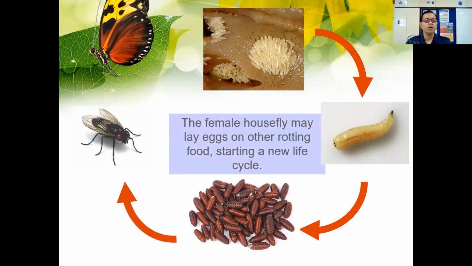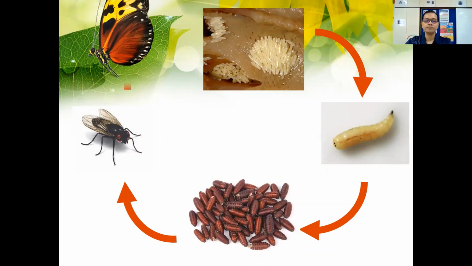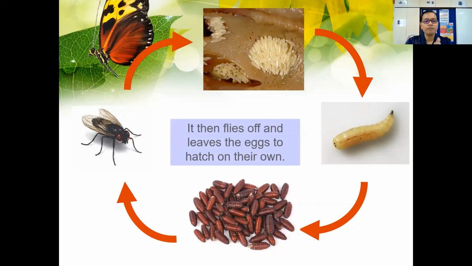Once the pupa has become an adult housefly, the adult housefly will come out from its cocoon, from its pupa, and it may lay eggs on other rotting food, starting a new life cycle again. The female will fly off and leave the eggs to hatch on their own. This is the housefly. As I mentioned before, the housefly is not a very popular insect to talk about, but it is important for the ecosystem. It has a purpose. It does serve its purpose.